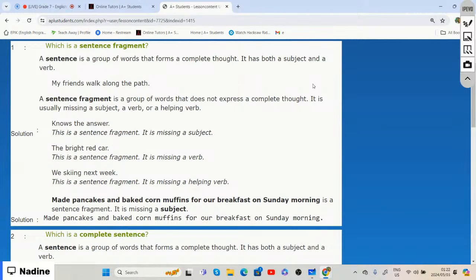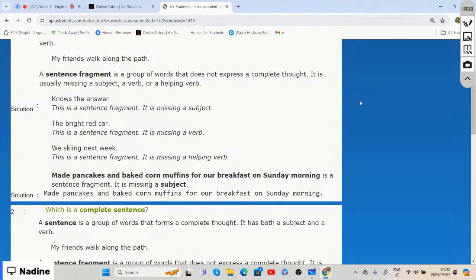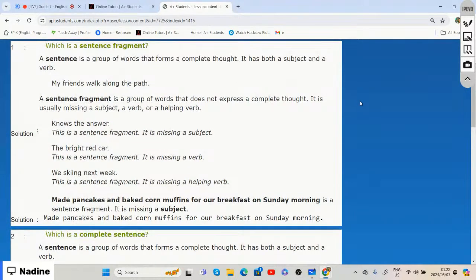All right. And remember, we said with fragments, it's either missing a subject, it's missing a verb, or it's missing a verb phrase, it's missing either one word or two words. But that is a sentence fragment because you need to have both pairs, and a sentence needs to have a complete thought.